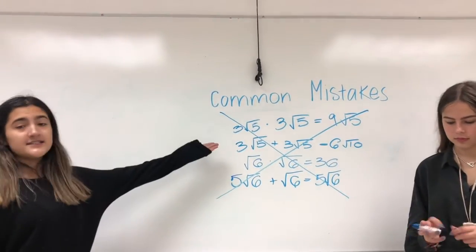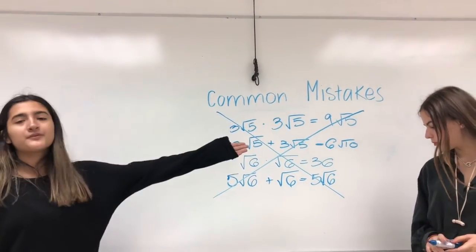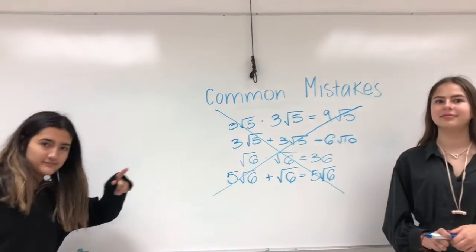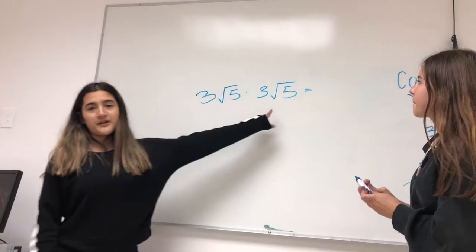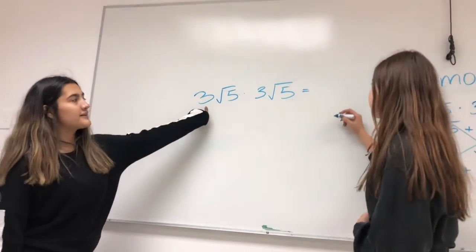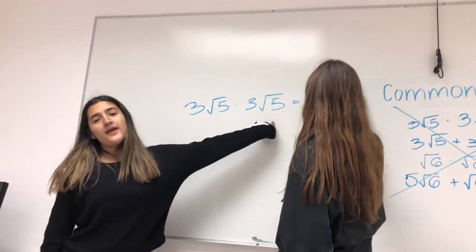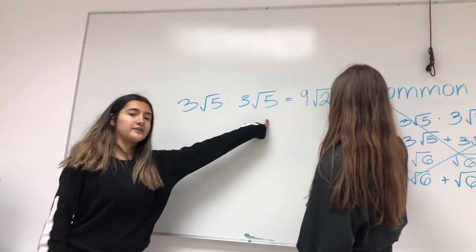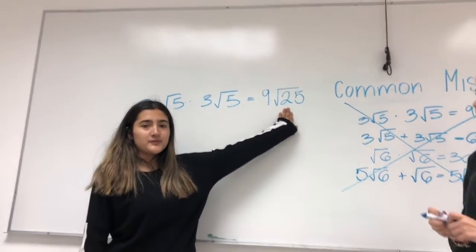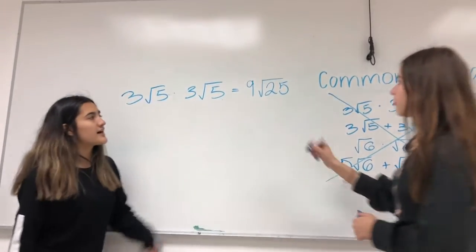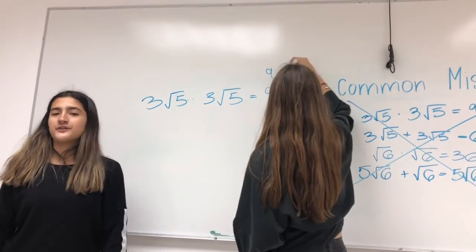Now that we know that this is incorrect, we're going to show you the real process. When you multiply radicals, you should be multiplying these ones and also multiplying the ones that are in the radical side. And then you simplify and you make the radical 25 a 5.